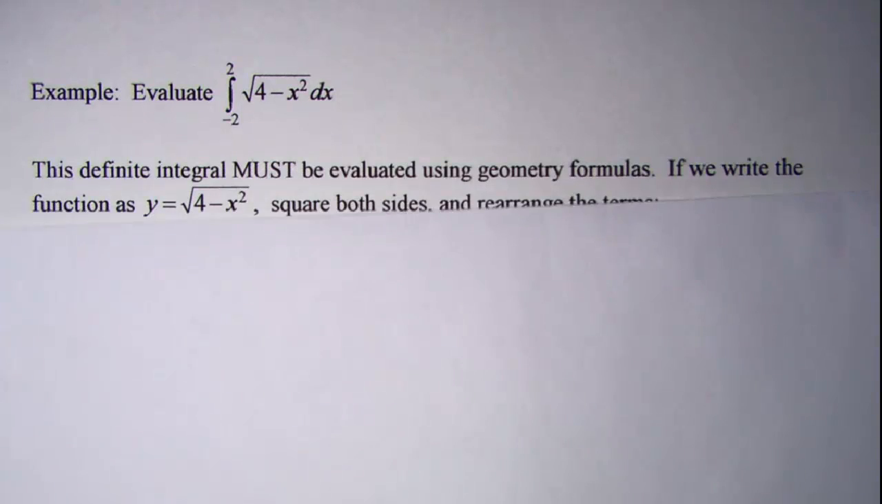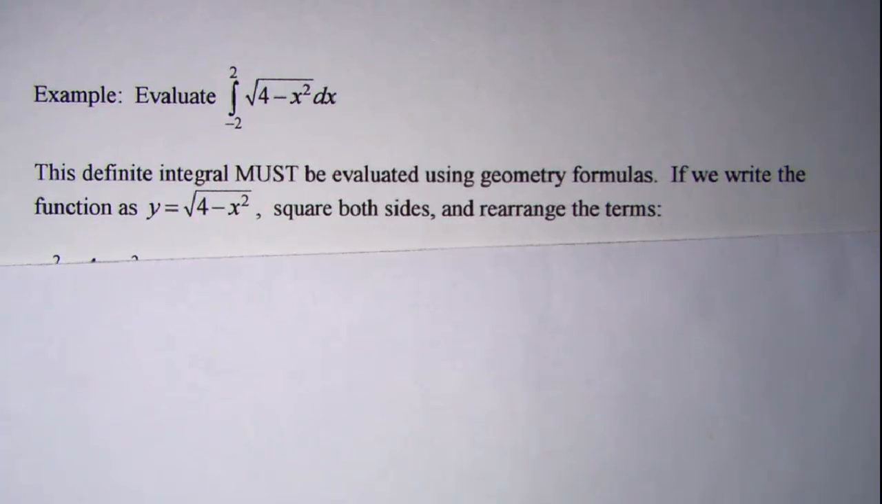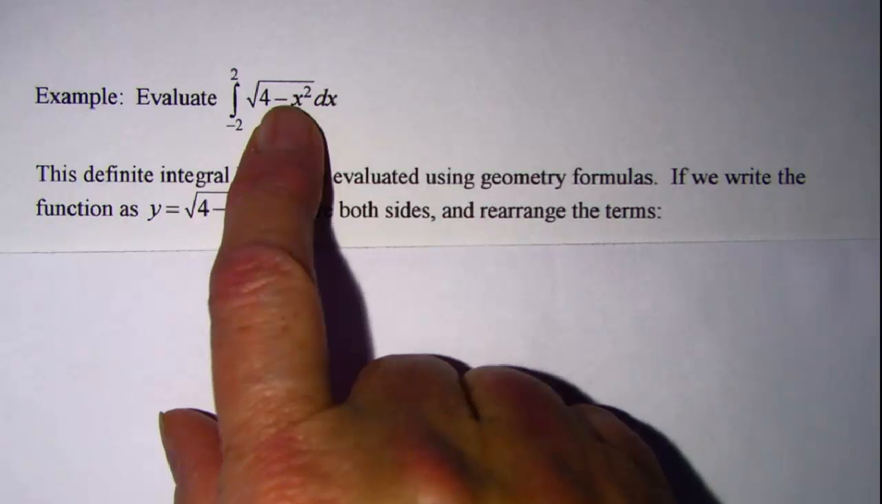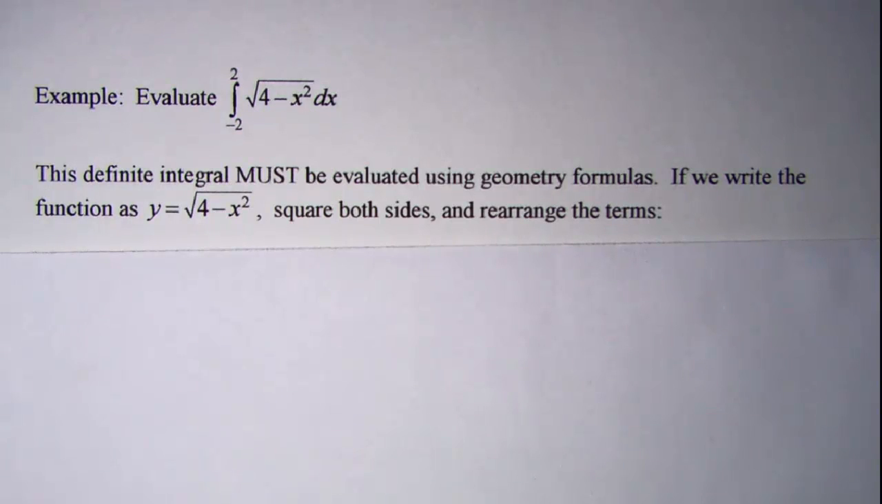Now in this example, we're asked to evaluate the definite integral that goes from -2 to 2 of the square root of 4 minus x squared dx. This definite integral must be evaluated using geometry formulas. We don't have a method for evaluating this integral as it is. So we have to look at this function and see if we can recognize it as a geometric figure that we know how to find the area of.